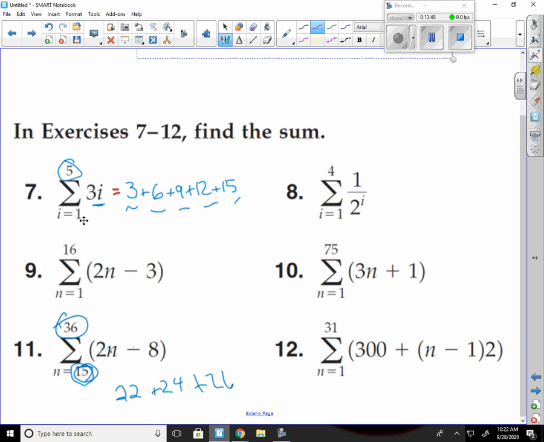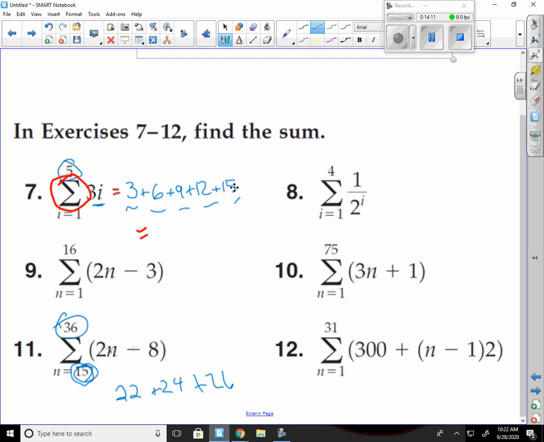3i, you start with I equals 1 and you just plug it in. 3 times 1 is 3. Then you move up to the next number. 3 times 2, that's 6. 3 times 3 is 9. 3 times 4 is 12. 3 times 5 is 15. This symbol here means I add them all together.